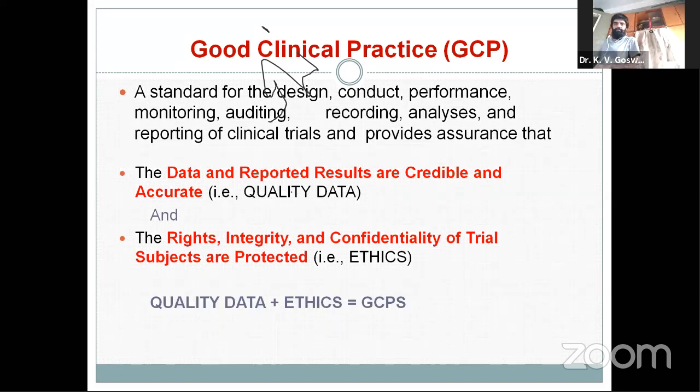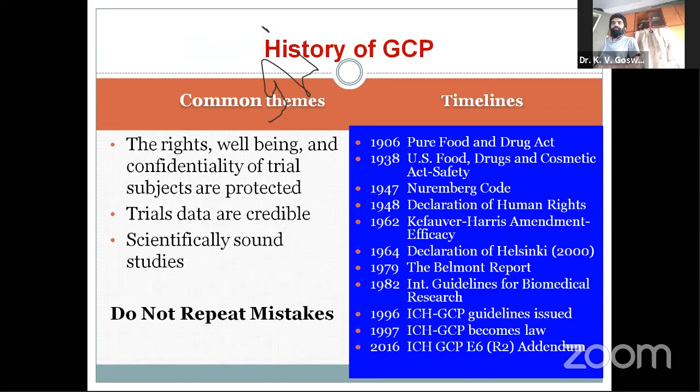And so I just put a slide where it gives you a flavor of the history of GCPs. As you all are aware, I don't have to go into the details of it, but the theme or the requirement for the GCPs or the GMPs is that the rights, well-being, and confidentiality of trial subjects are protected, trial data is credible, scientifically sound studies are conducted, and also, do not repeat mistakes.